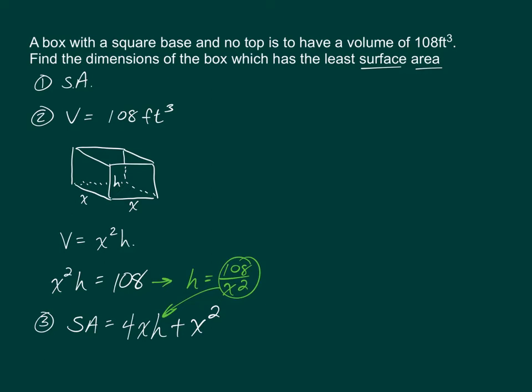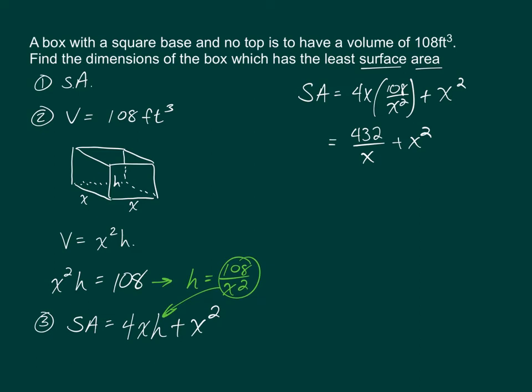So now we would have this in one variable over here on the right column. SA would be 4x times 108 over x squared plus x squared, and this is the equation we are trying to optimize. Now I wouldn't quite do it yet. I would simplify it like this.